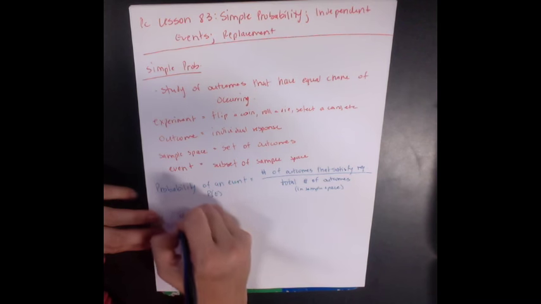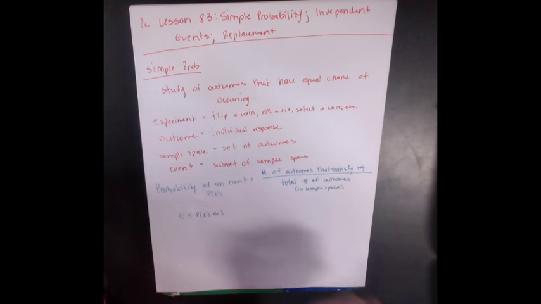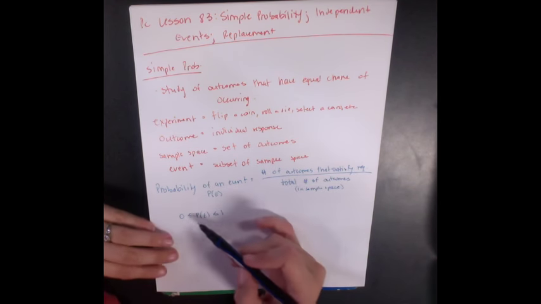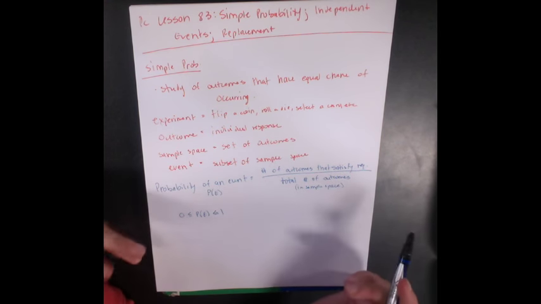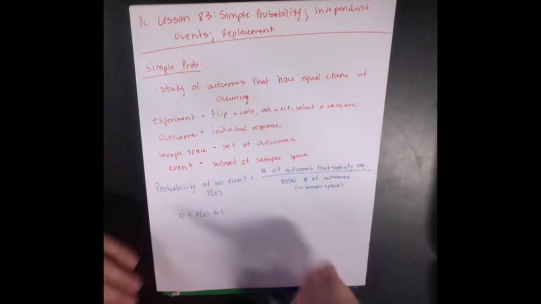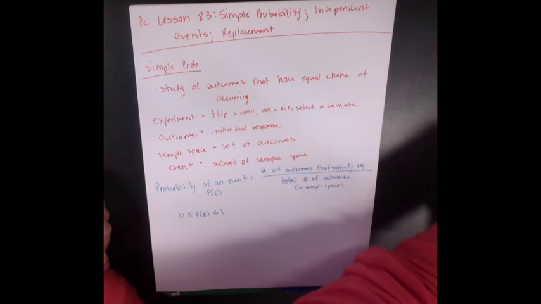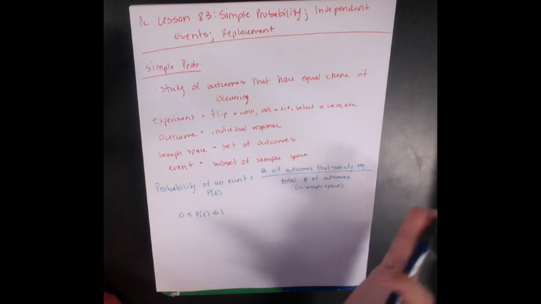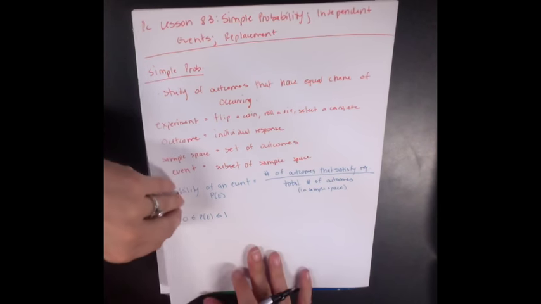Now, probability of an event, we label it as P of E. There are parameters on P of E. The lowest probability that something can have is 0. It didn't happen, or it cannot happen. And the highest probability is 1. It happened every time. We can be anywhere in between. All right, so let's look at an example to make this more clear.